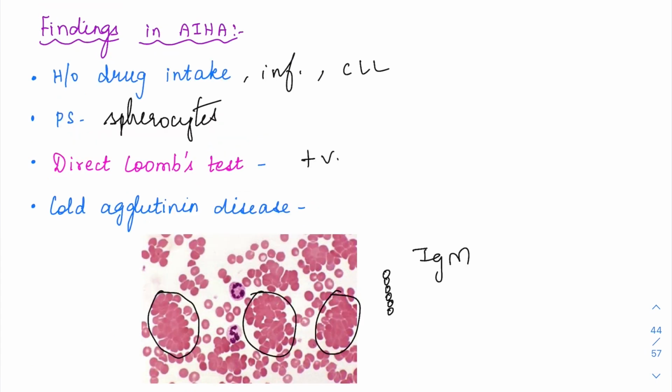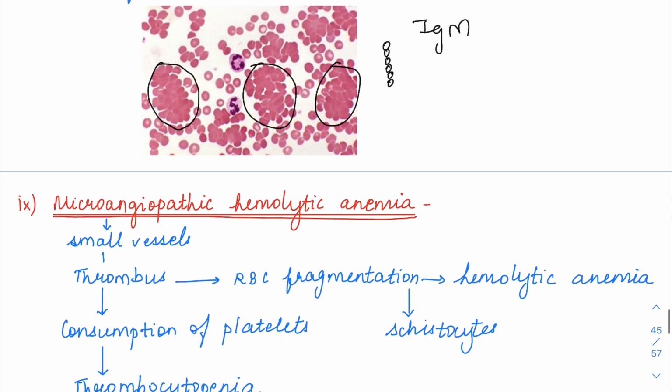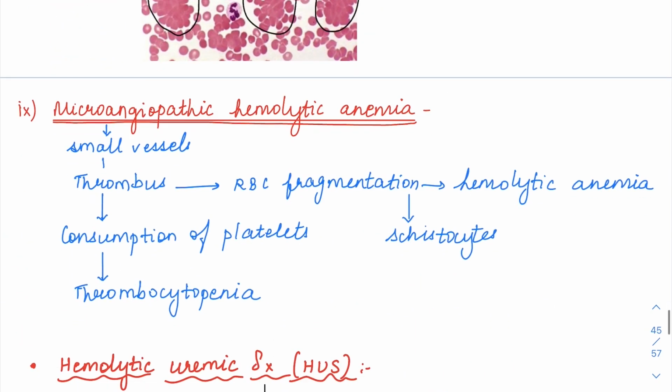So the direct Coombs antibody test is going to be positive. The direct Coombs test will be positive because it is detecting the antibodies attached to the RBCs only. So DCT will be positive in AIHA. So now we have seen about AIHA also.